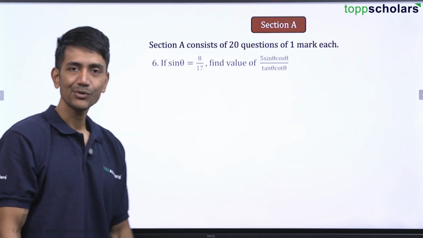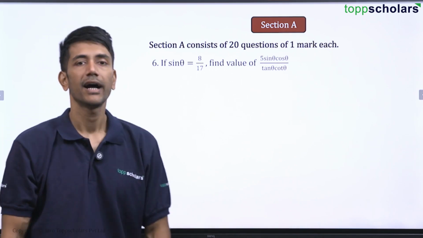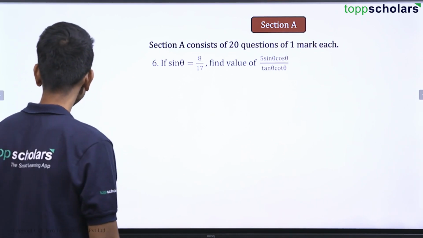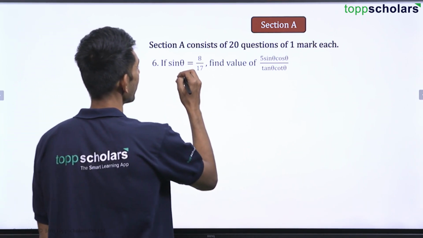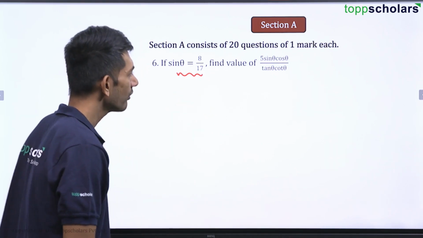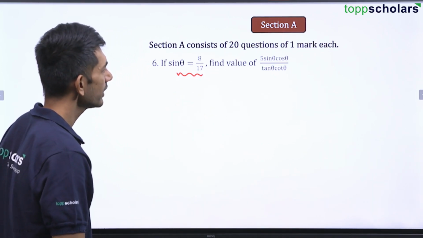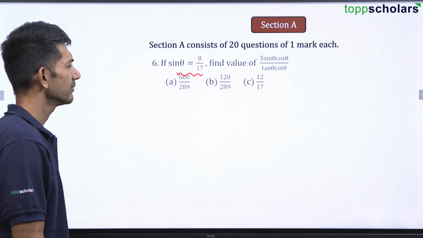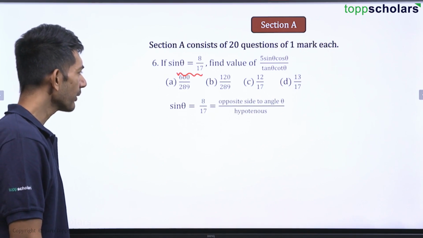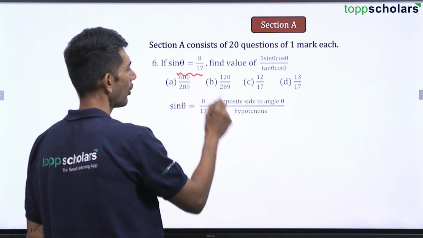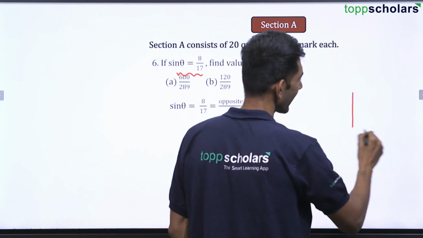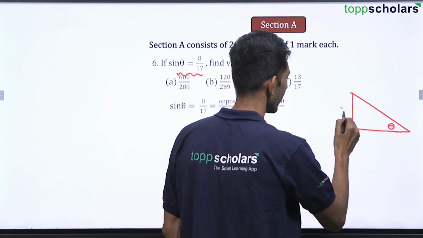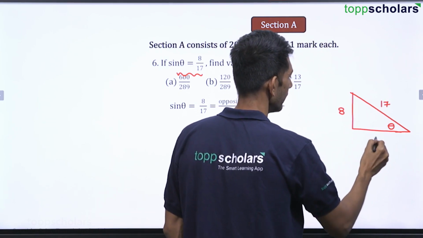Hey children, let's have a look at a new question now. This is question number 6 and we have done with the first 5 questions of 1 mark. Question number 6 says sin theta is 8 by 17. Find the value of 5 sin theta into cos theta into tan theta into cot theta. Okay, and this can slightly get lengthy because as we know, sin theta is what? Opposite by hypotenuse. So if I have a right angle triangle and if this is theta, sin theta is opposite, that is 8, hypotenuse is 17.